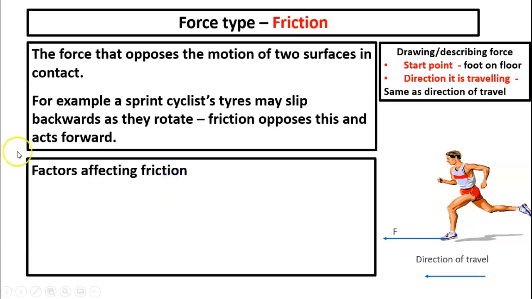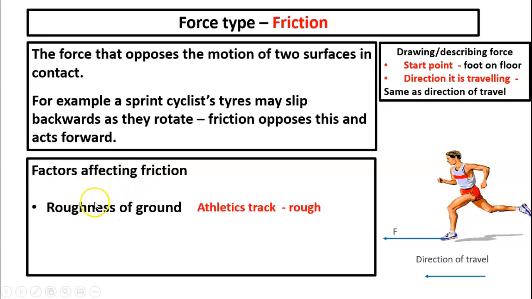So let's start off then. The first factor affecting friction we're going to have a look at is the roughness of the ground. For example, for a sprinter in this situation, the roughness of the ground might refer to an athletics track being rough, which will increase friction. So you can think of the surface when you're on an athletics track, rough, which will enhance friction.